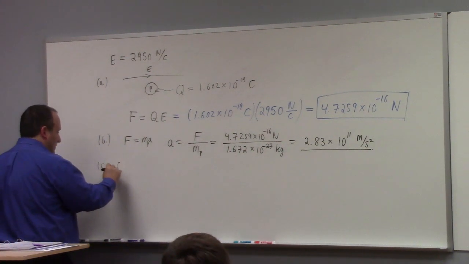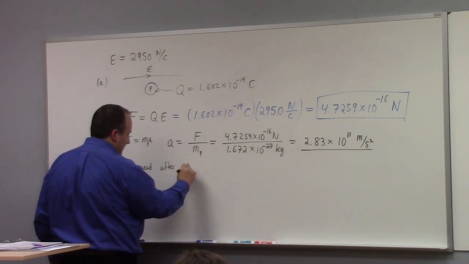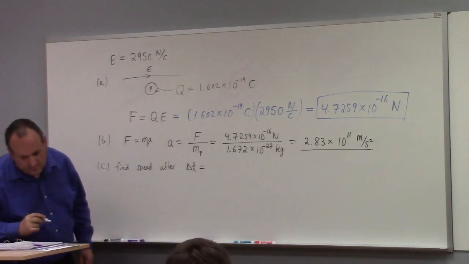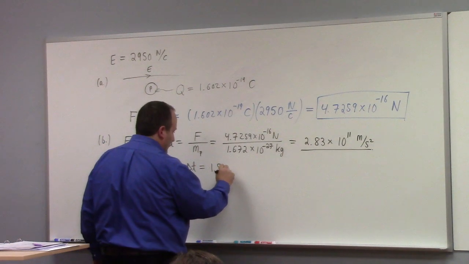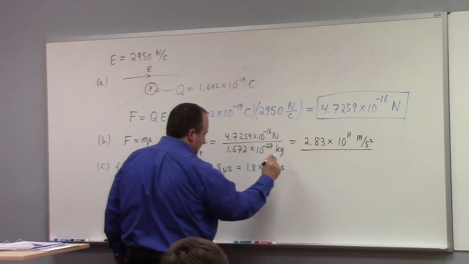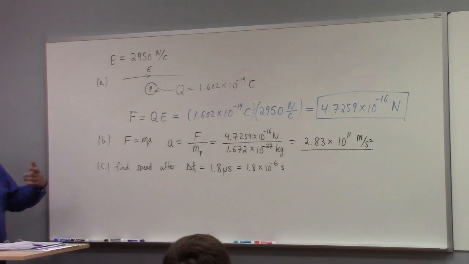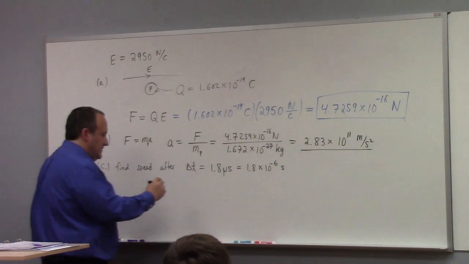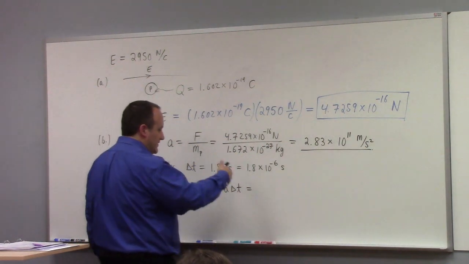So C, find speed after a change in time of, I already forgot the number, 1.8 microseconds. That is a fancy way of saying 1.8 times what? Times 10 to the minus 6 seconds. Mu is micro. How do you find the speed? Well, we got acceleration, and we got time, so it starts at rest, right? So the velocity is simply the acceleration times the change in time in this situation, because it is a constant acceleration, so you multiply these two numbers, and what you got?